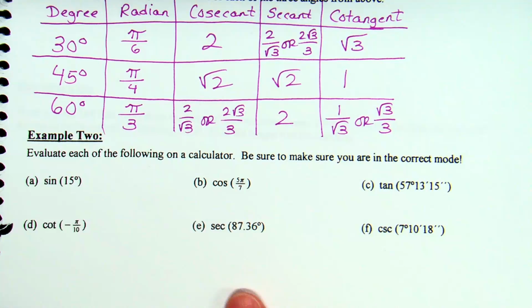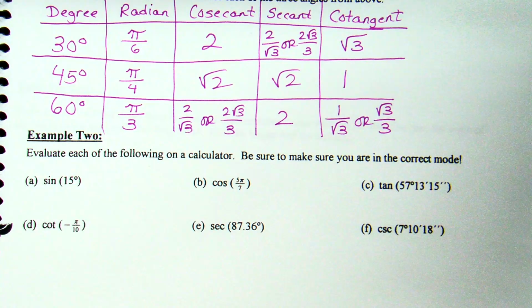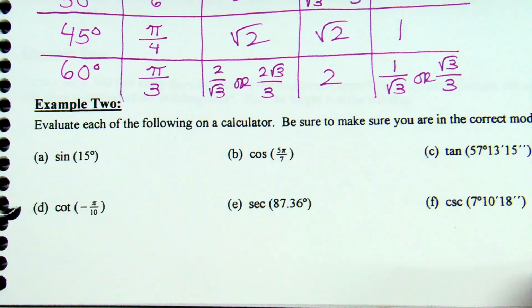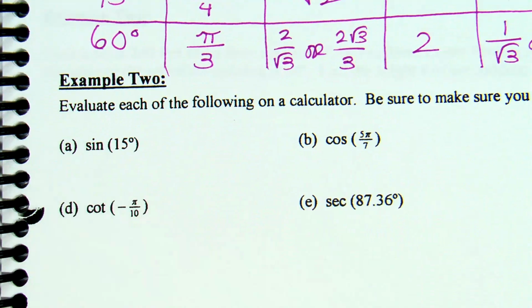It says evaluate each of the following on a calculator. Be sure to make sure you're in the correct mode. As you look at example A here, sine of 15 degrees. Why does it say to use a calculator? Can I not just go up to my chart? Why can't I go to my chart? 15 is not on my chart, is it? Okay, so grab your calculators, everybody. Make this a requirement. Okay? How do you find sine of 15 degrees?